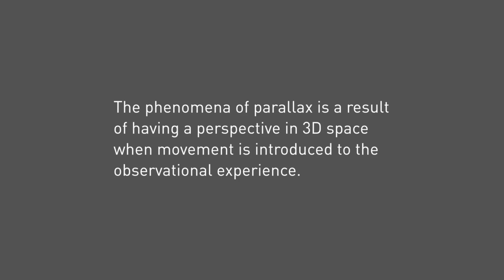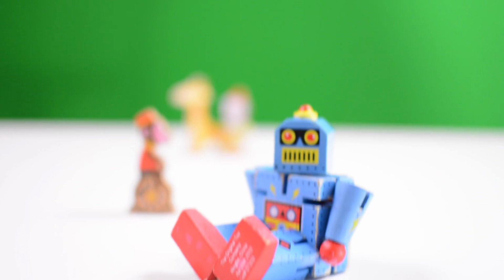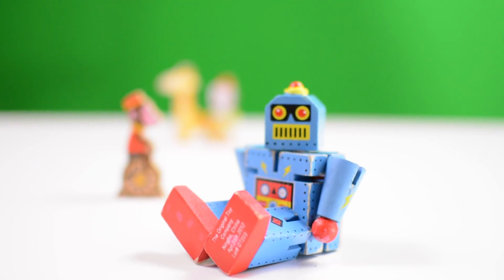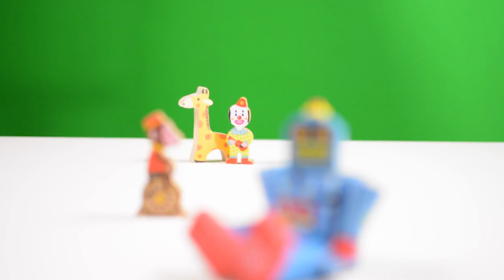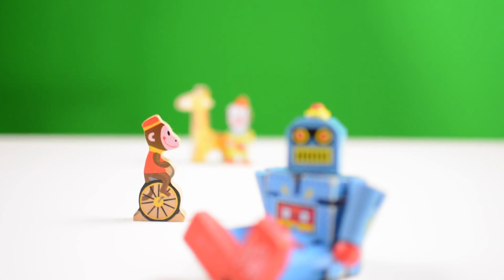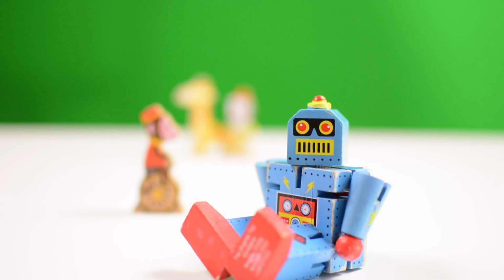Now, the hard thing about making a video about parallax is really just getting clear on what parallax is, or in other words, what implementation of parallax do we want to focus on? Let me show you what I mean. The phenomenon of parallax is a result of having a perspective in 3D space when movement is introduced to the observational experience. If I take my camera here and line up these toys I stole from my kids, I'm creating a perspective. You can see that the objects in the background appear smaller, and the one in the midground larger, and the one in the foreground the largest.